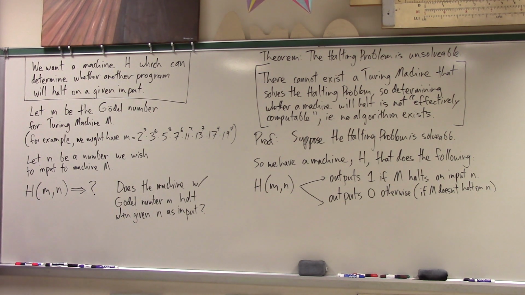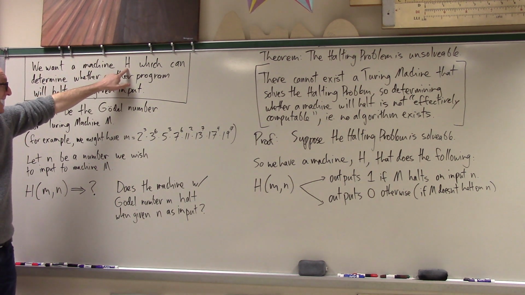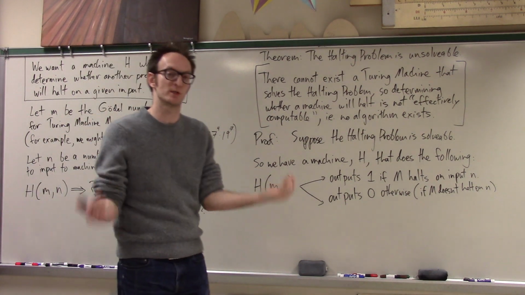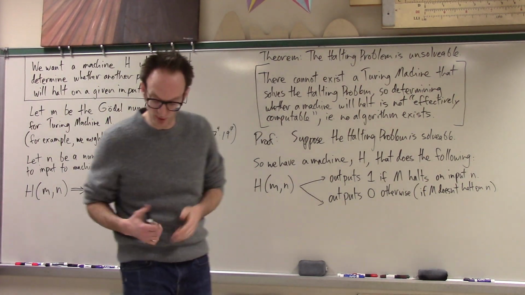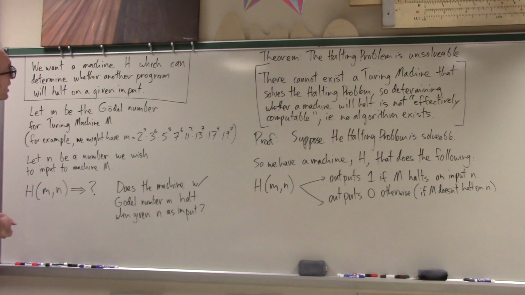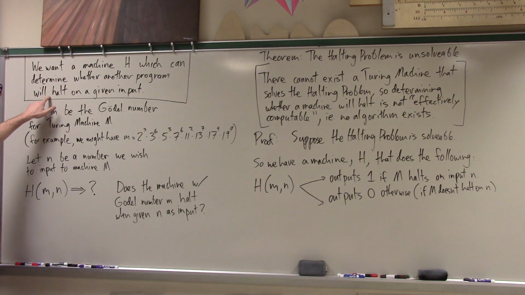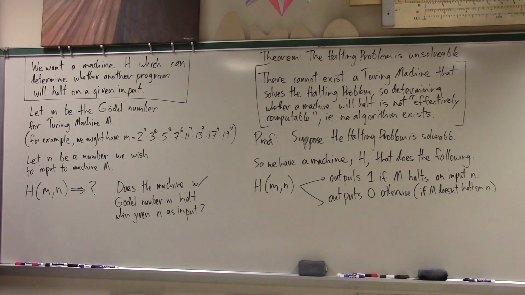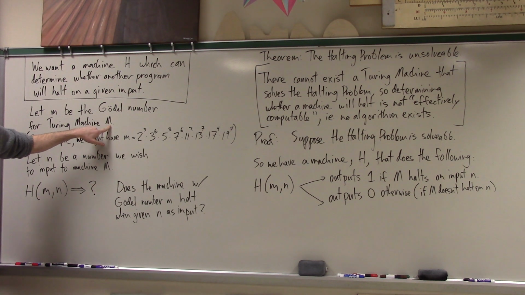Okay, so I said this already today in class. What we want is a machine, a Turing machine, H, which does the following. Given another program, or I'll think of it as another Turing machine, it determines whether that program will halt when fed a particular input. Okay, so to be a little bit more precise, suppose I have a Turing machine, big M, and the example we did in class was a machine which just adds 1.